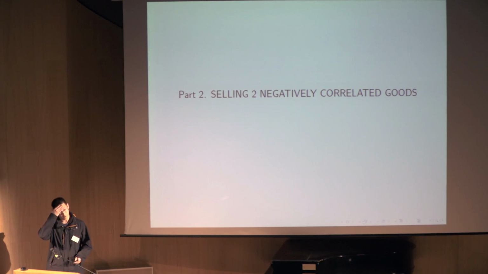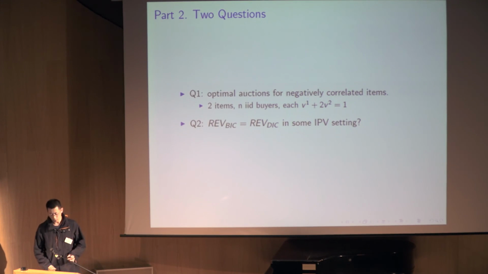Now we move to part 2, selling 2 negatively correlated items. In this part, we ask 2 questions. What is the optimal auction for the following setting? When there are 2 goods and n IID buyers, and for each buyer, V1 plus 2 times V2 equals 1.